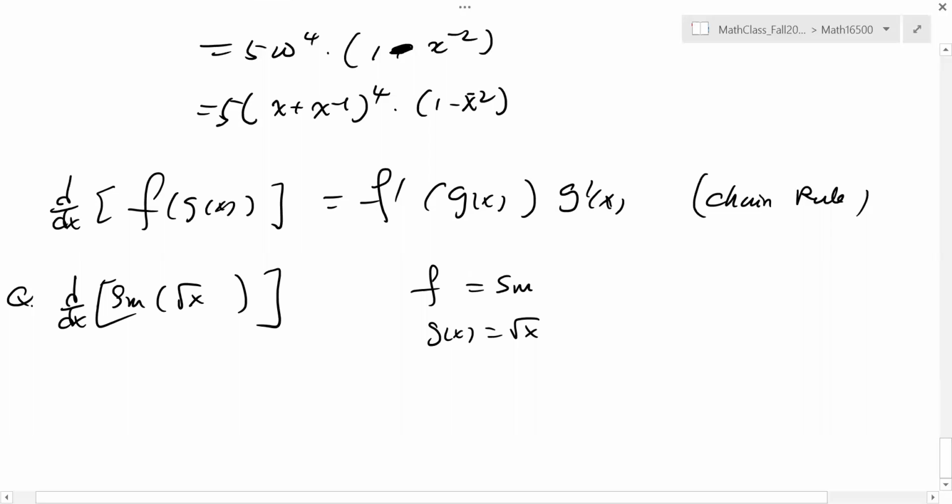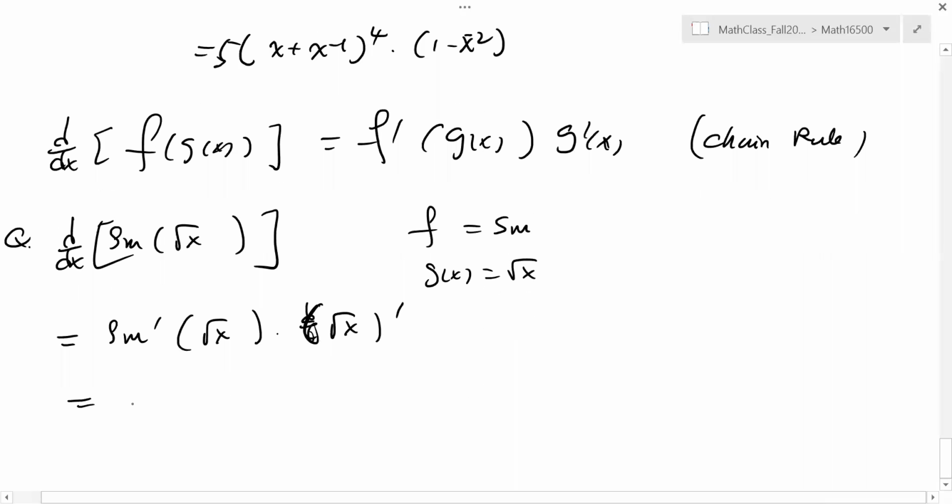So f prime becomes cosine, so that's going to be sine prime. Right? And then you just differentiate g with respect to x. So that would be cosine of square root x, and that is going to be 1 over 2 times square root x.